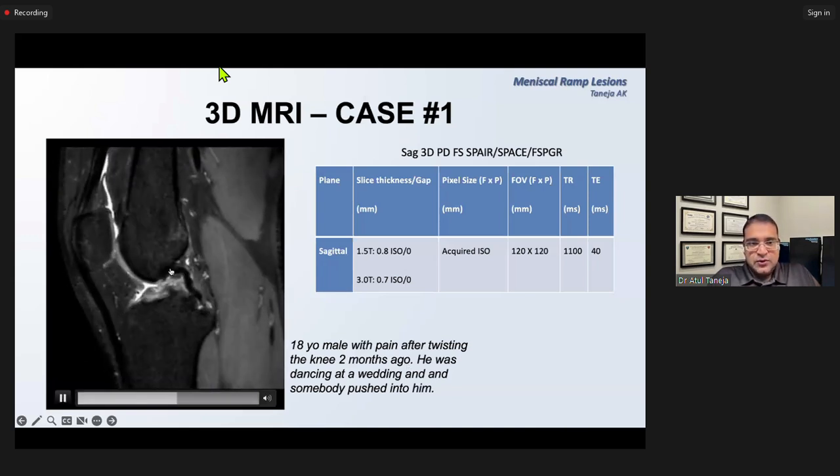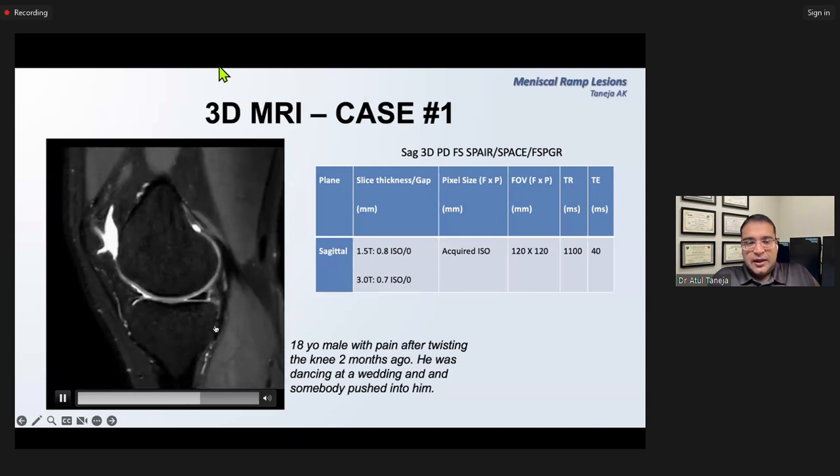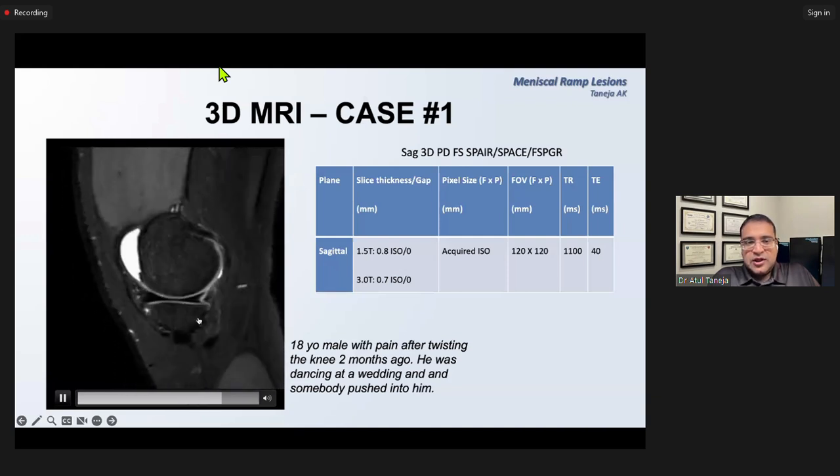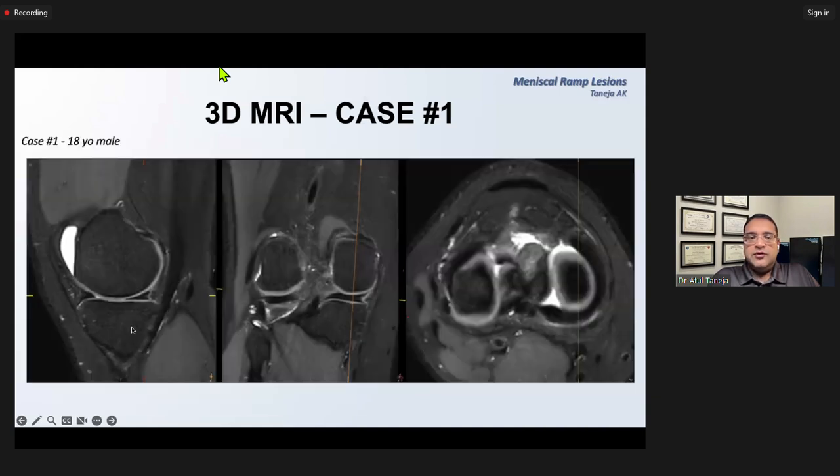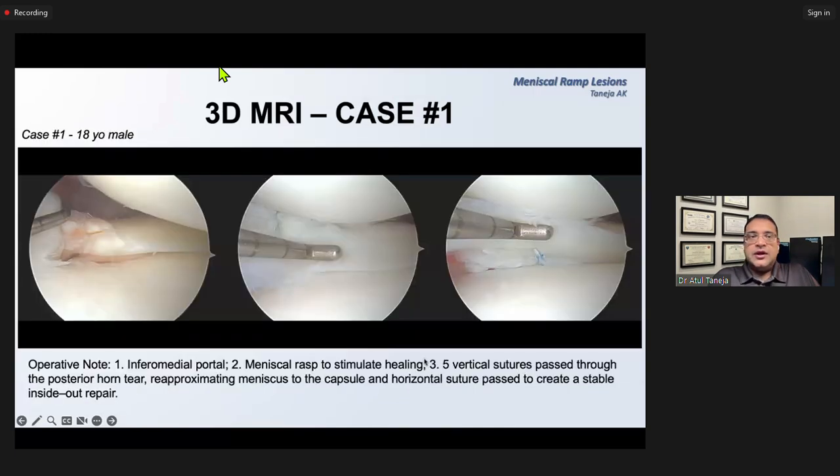We pass through the lateral meniscus and now you can briefly see the ACL tear and the medial meniscus type 4 injury. Let me give you some still images here. So type 4 injury of the posterior horn, and you can see the extension beautifully on this axial reformat. Another case, the same case, patient went to OR and they did some meniscal debridement to stimulate healing. They did 5 vertical sutures passing through the posterior horn, and they reapproximated the meniscus to the capsule to create a stable inside-out repair. So they used the inframedial portal.